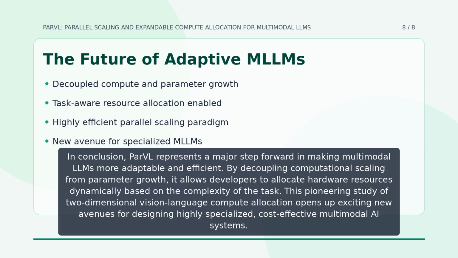In conclusion, ParVL represents a major step forward in making multimodal LLMs more adaptable and efficient. By decoupling computational scaling from parameter growth, it allows developers to allocate hardware resources dynamically based on the complexity of the task. This pioneering study of two-dimensional vision-language compute allocation opens up exciting new avenues for designing highly specialized, cost-effective multimodal AI systems.